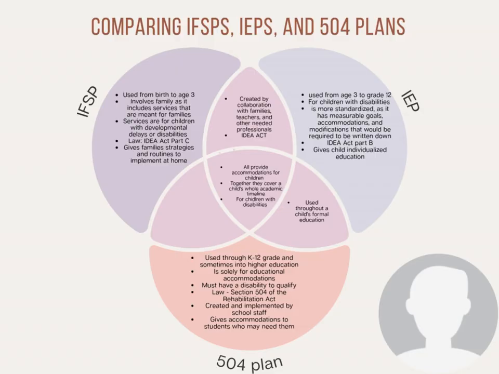And a specific example of this could look like a child isn't speaking yet and they're 2 or 3. An IFSP would be implemented, and either a speech therapist could come to their house, or there's different strategies you can implement at home and things like that.